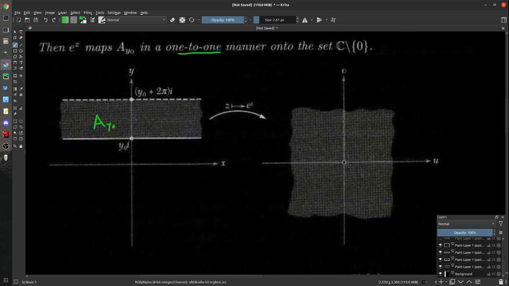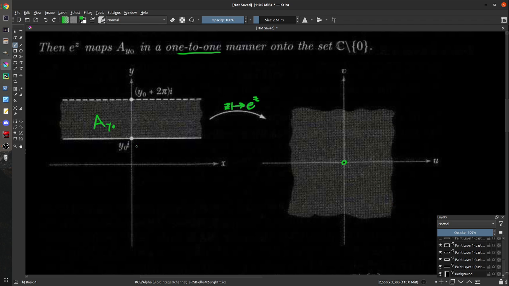It's a strip from y naught up to y naught plus 2 pi, not including that top piece, right? And z, this notation right here, z, then this weird arrow with a bar at the end of it, is called maps to. Z maps to e to the z, this function defined by this action, right? This function right there is the exponential function. And what it does is it gets everything except for 0, that tiny hole right there. So strips like this, it goes over.